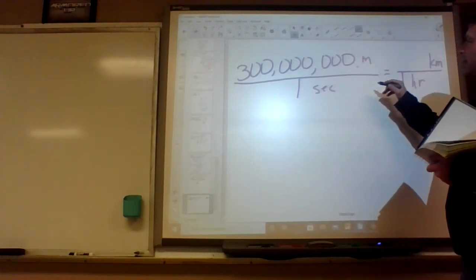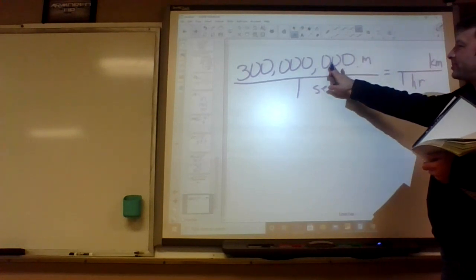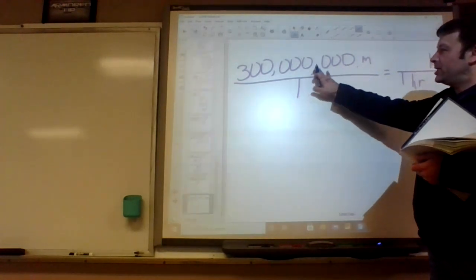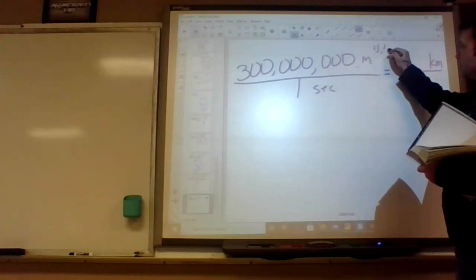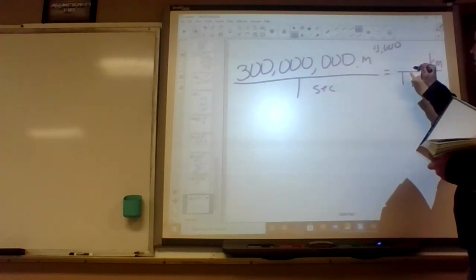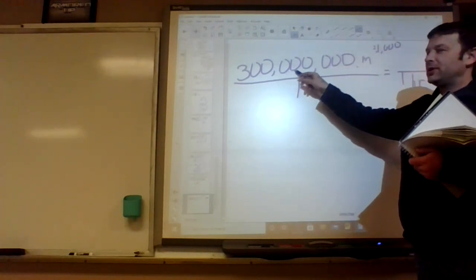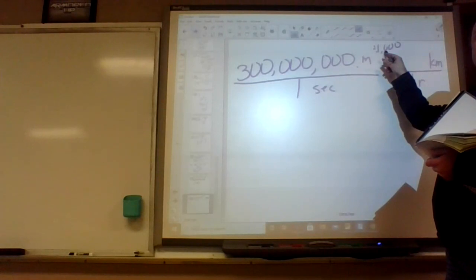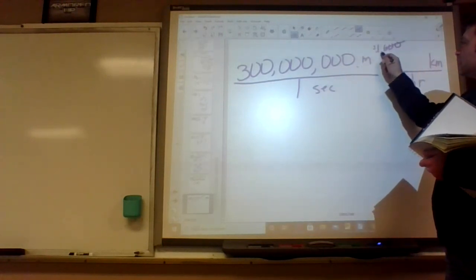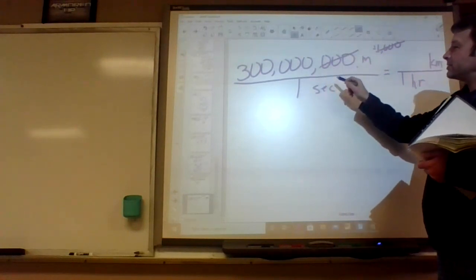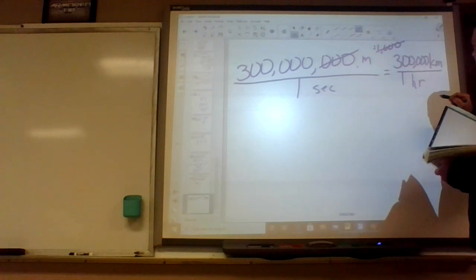So if we divide this by 1,000, a lot of meters only makes a few kilometers. So if we divide this by 1,000, that'll change it into kilometers. You guys know what we get if we did 300,000,000 divided by 1,000? 300,000. That's right. Basically, those zeros cancel out. We're not quite done yet.